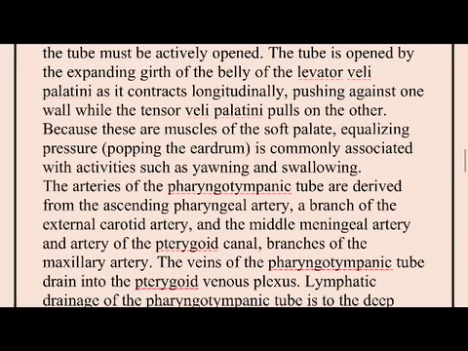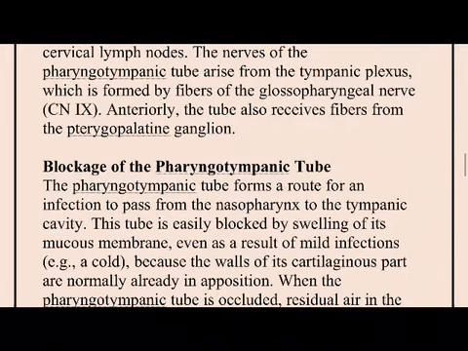What about the veins? The veins of the pharyngotympanic tube drain into the pterygoid venous plexus. The lymphatics of the pharyngotympanic tube drain to the deep cervical lymph nodes. The nerves of the pharyngotympanic tube arise from the tympanic plexus, and the tympanic plexus is formed by fibers of the glossopharyngeal nerve, that's the ninth cranial nerve. Anteriorly, the pharyngotympanic tube also receives fibers from the pterygopalatine ganglion.